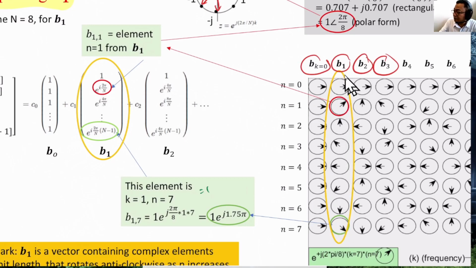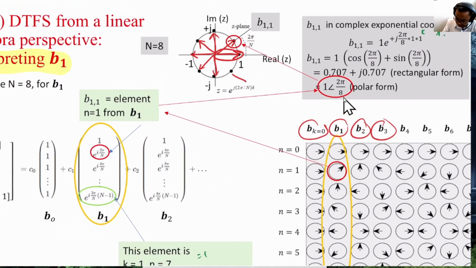Why is there a circle? The circle is the unit circle. It shows the radius 1, and we are actually having a rotating phasor of radius 1, because it is 1 e to the j omega n.